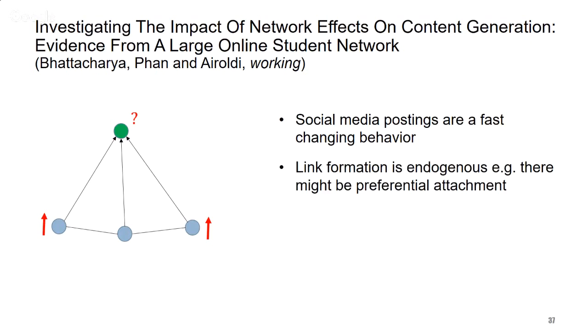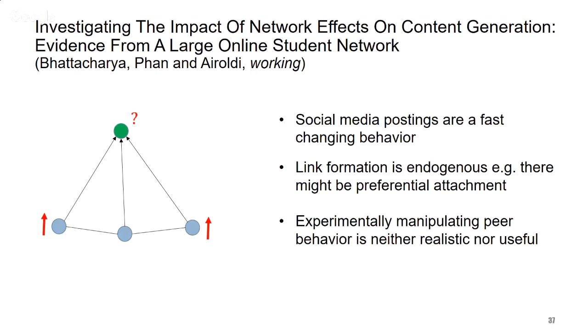And the link formation, of course, is endogenous, so we can't treat the links as given. How do you model a situation where you are forming friends based on unobserved homophily, but then those friends in turn influence what you're doing? So it's kind of a reverse causality at play here. And finally, you can't do a randomized trial in this kind of context because assigning treatments to the behavior of your peers is neither realistic nor useful.